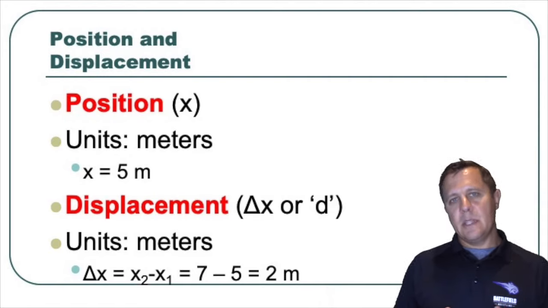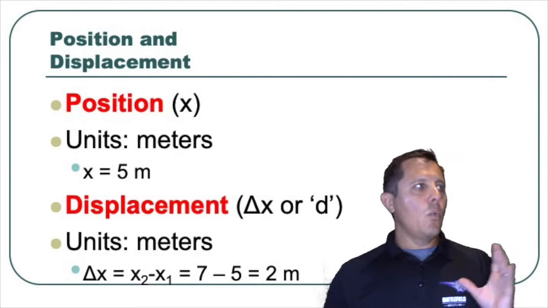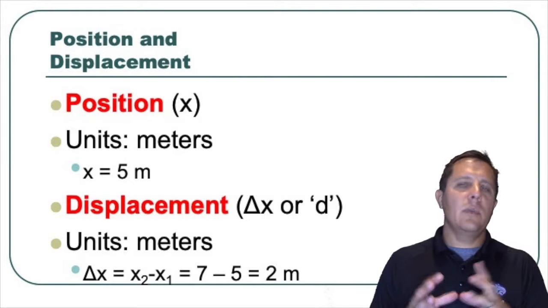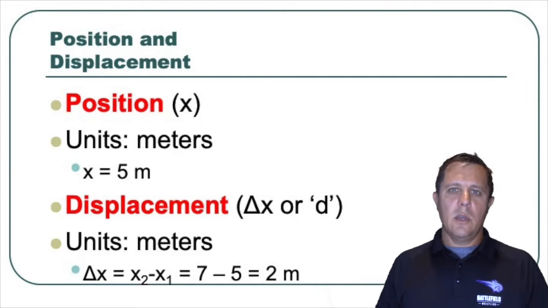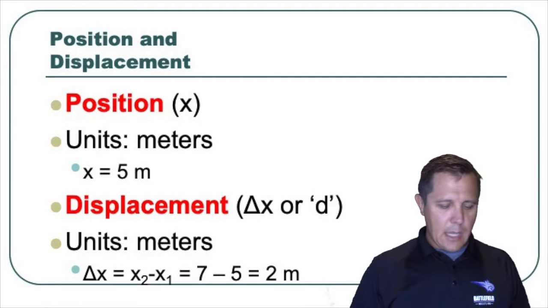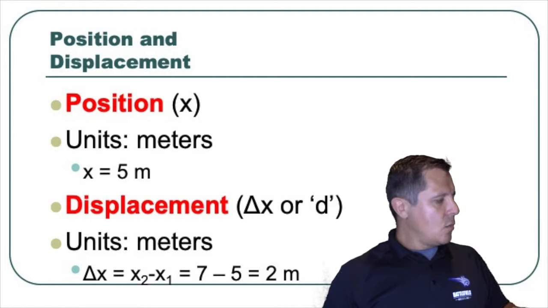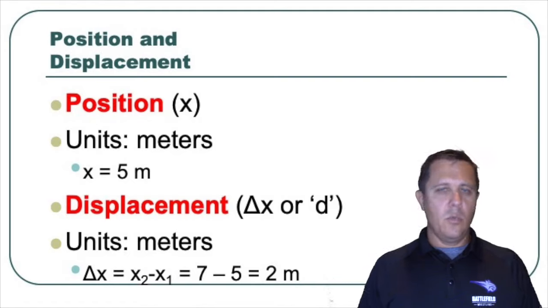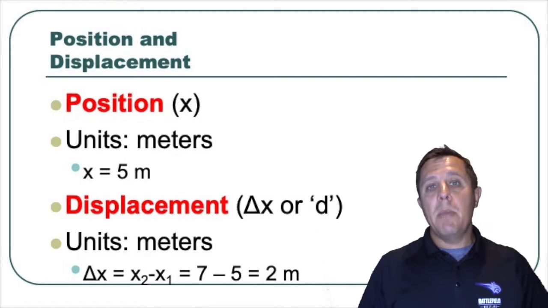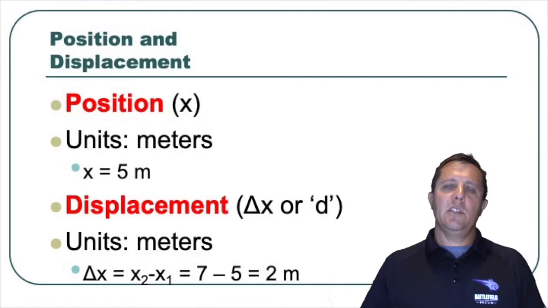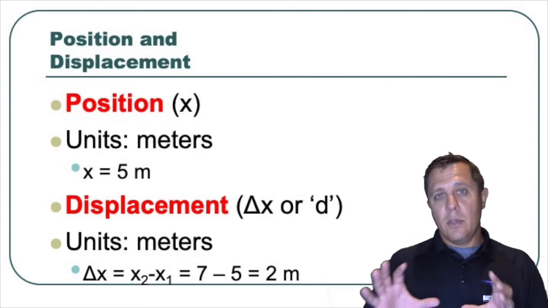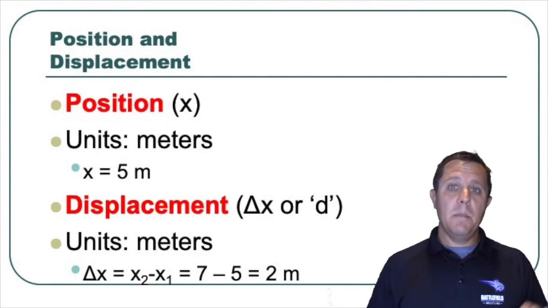All right? So position is going to be where you are. And we usually have to assign a number to it. So position is if I'm standing 5 meters away from where I started, or where I said that my home base is, well, then my position would be 5. And now the units for position are meters.